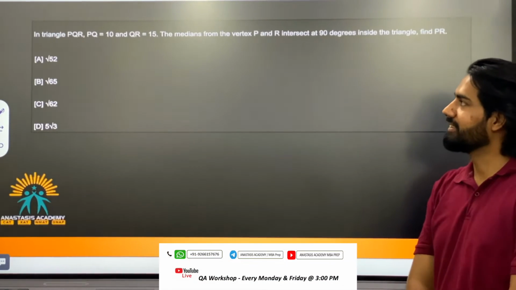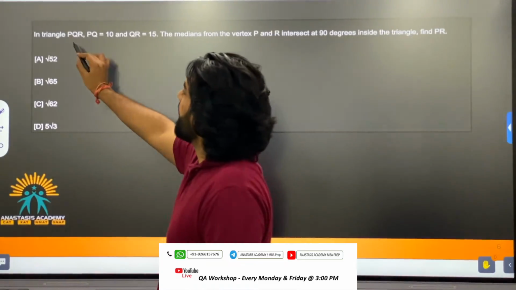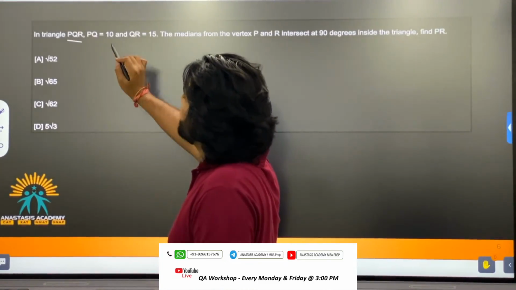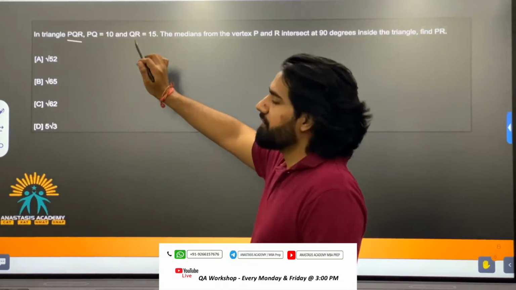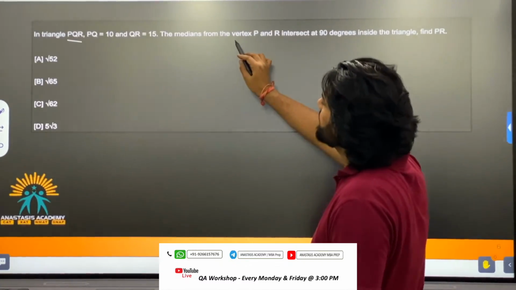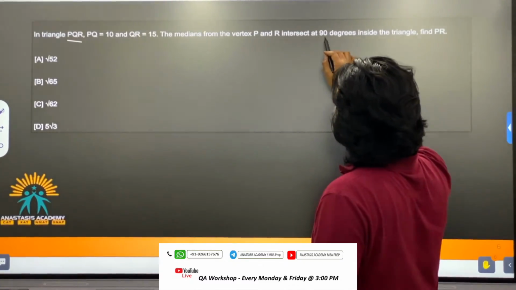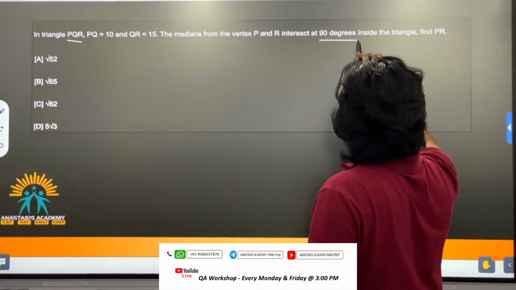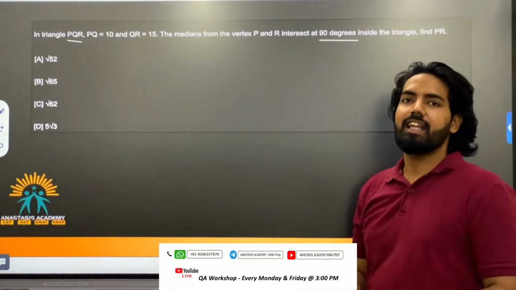Let's solve this question. In triangle PQR, PQ is equal to 10 and QR is 15. The medians from the vertex P and R intersect at 90 degrees inside the triangle. Find the length of PR.